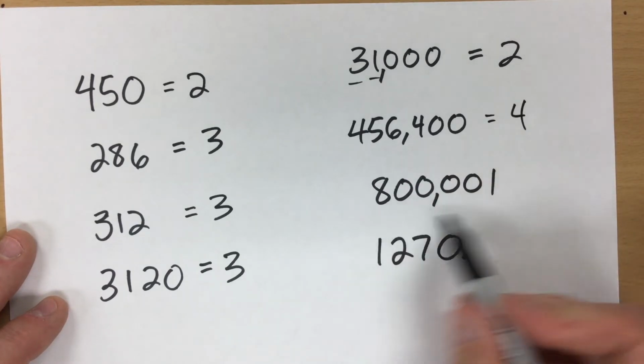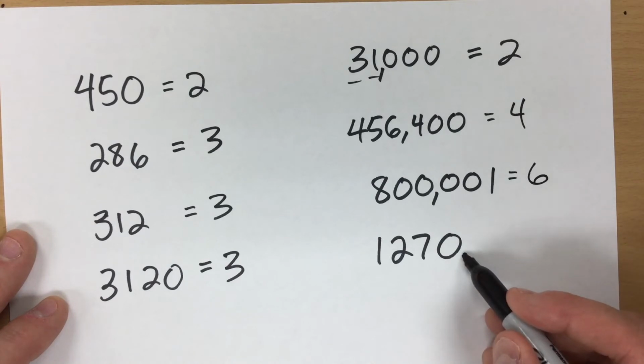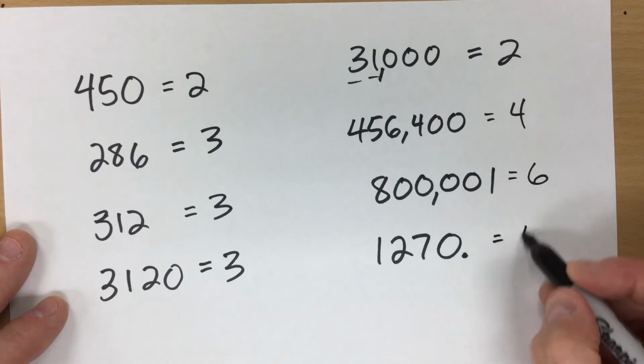This one here, we've got a total of 6. And this one a total of, because there's the decimal there, this one's going to count. This is 4.